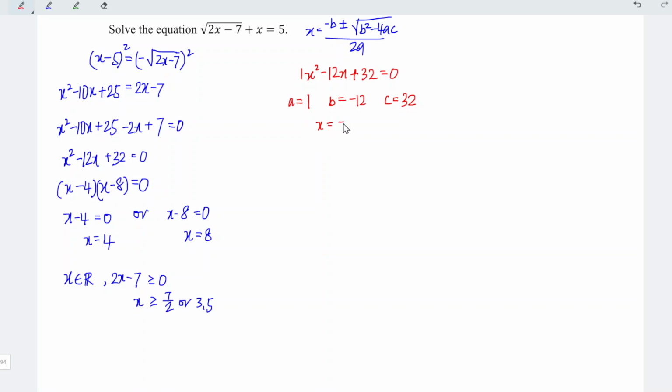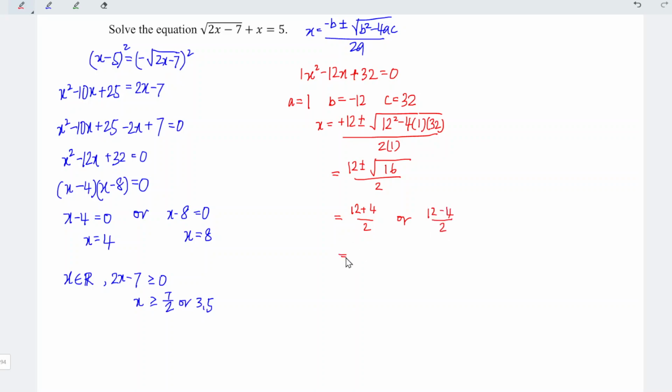So we have minus b, which is 12, plus minus the square root of b squared. What we need here is the square, so plus or minus doesn't matter, we can simply take positive 12 squared, minus 4, where a is 1 and c is 32, divided by 2a. We should obtain 12 plus minus the square root of 16, divided by 2. So we have 12 plus 4 divided by 2, or 12 minus 4 divided by 2. From here we obtain 8 or 4, which is exactly the same as when we applied factorization.